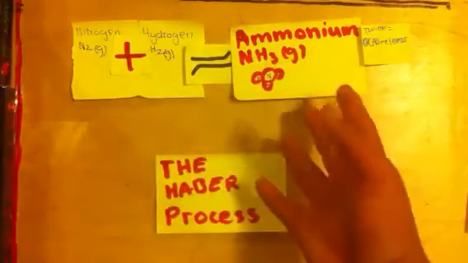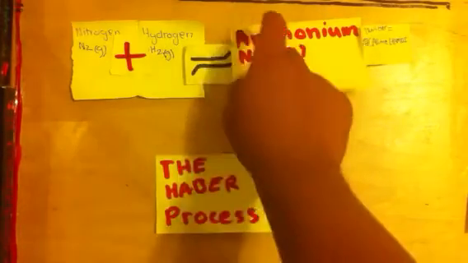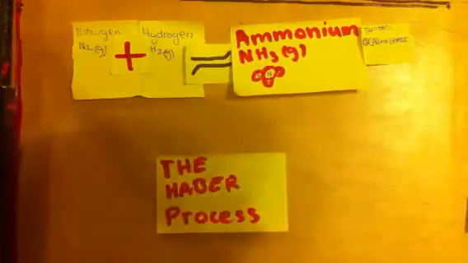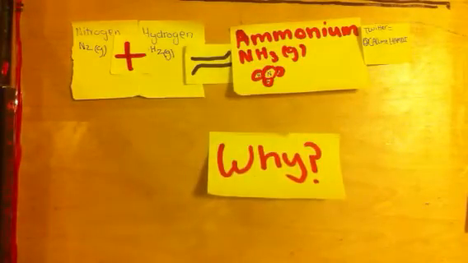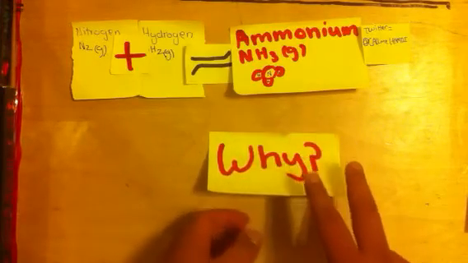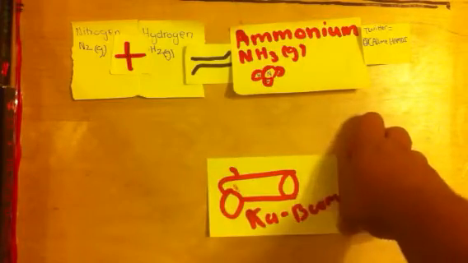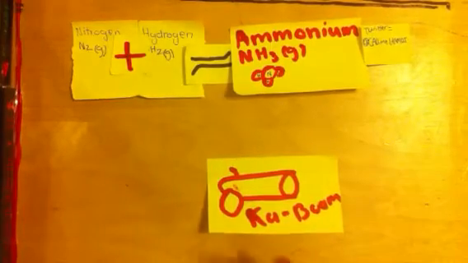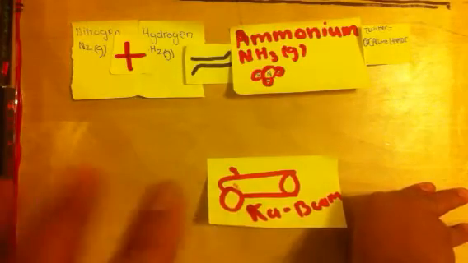You don't want nitrogen and hydrogen because that's what you put into the machine. You want the product. You want ammonium. But why? Why is the main question. Why would you want to make ammonium? There are two reasons why you would want to make ammonium. The first reason is firepower. In World War I, ammonium was a main ingredient in artillery and basically gun shooty things.